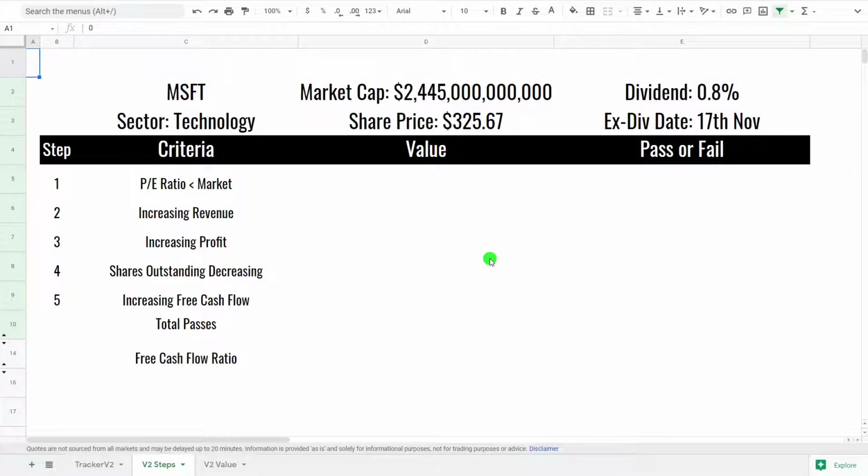So let's have a look at the fundamentals of Microsoft. Currently, it has a market cap of $2.445 trillion. It pays a 0.8% dividend, and the ex-dividend date is the 17th of November. So buy the stock before then if you want the dividend.